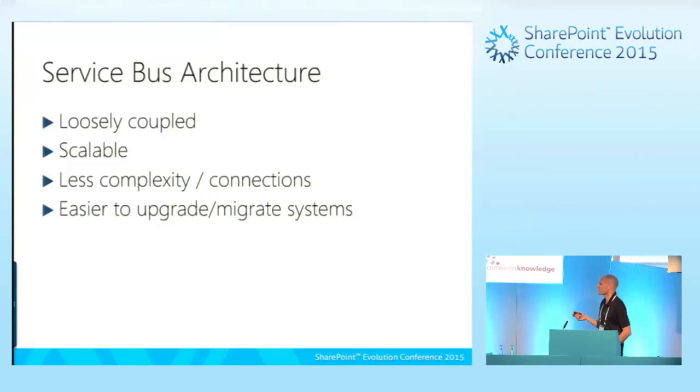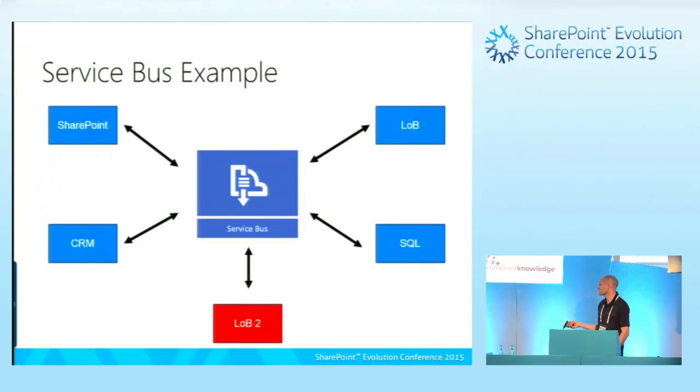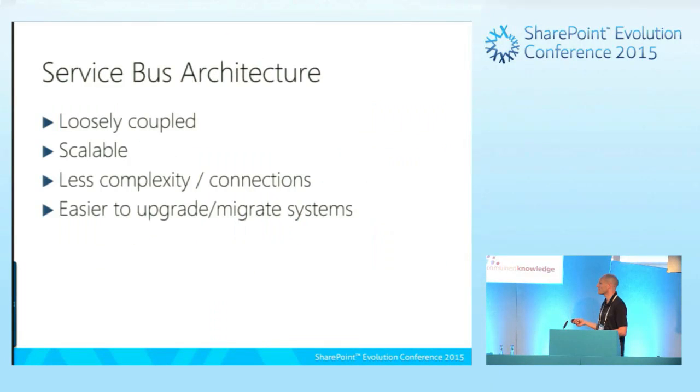So the service bus architecture is loosely coupled, it's scalable, it's less complex, fewer connections as well, and it's easier to upgrade and migrate the system. So back here, if we need to upgrade CRM, SharePoint, SQL, line of business systems, it really doesn't matter which. The other platforms don't really even need to know about that. You can disconnect from the service bus and pick things up again once you've upgraded the source system. So it's just a lot more flexible.